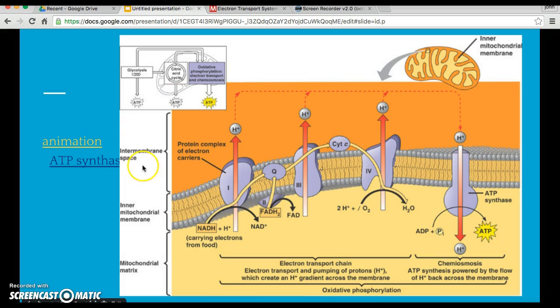So just a little bit more about how ATP synthase works. Here's ATP synthase in action.